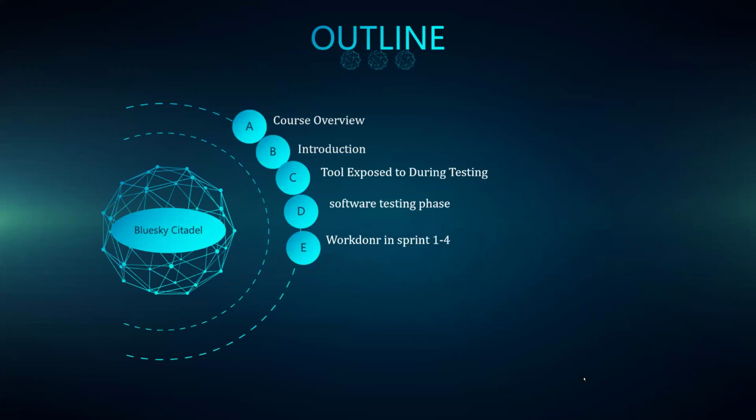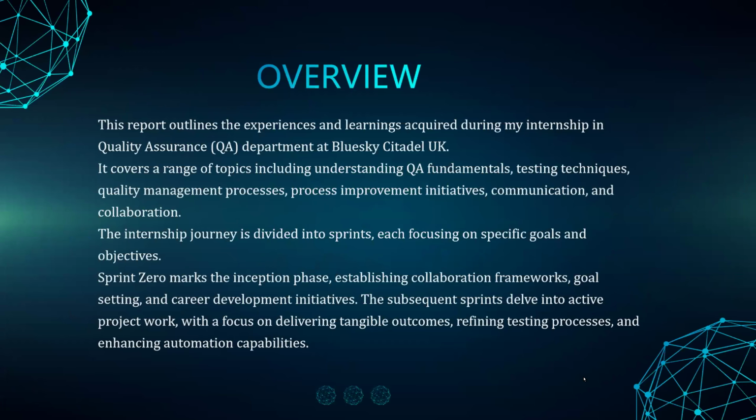This is my outline, the overview. This report outlines the experience and learnings acquired during my internship in the quality assurance department. It covers a range of topics, including understanding QA fundamentals, testing techniques, quality management processes, process improvement initiatives, communication, and collaboration. The internship journey is divided into sprints, each focusing on specific goals. Sprint 0 marks the inception, establishing collaboration frameworks, goal setting, and career development initiatives.